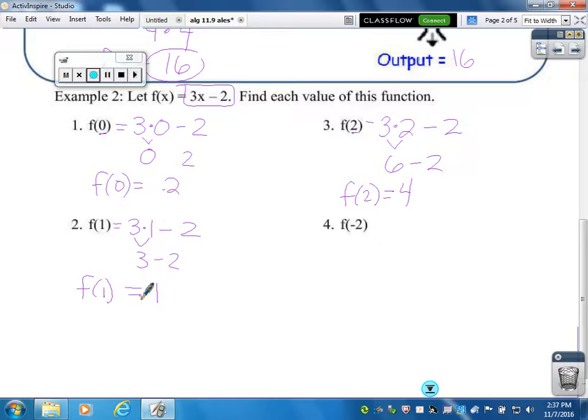Let's try another one over here. Plugging in -2, so I'm going to say 3 times -2 minus 2. 3 times -2 is -6, minus another 2. Watch your negatives. That actually makes a bigger negative, -8. So the value of the function when x is negative 2 is negative 8.